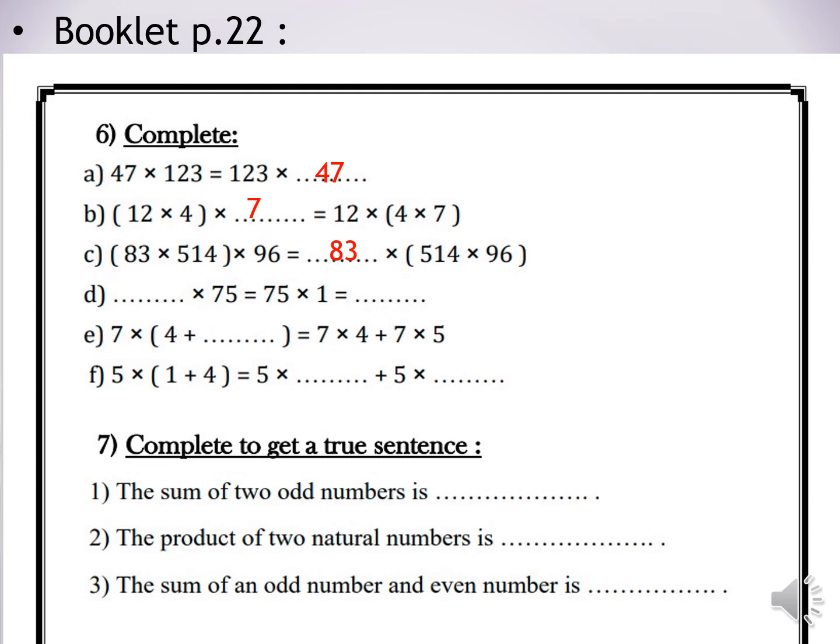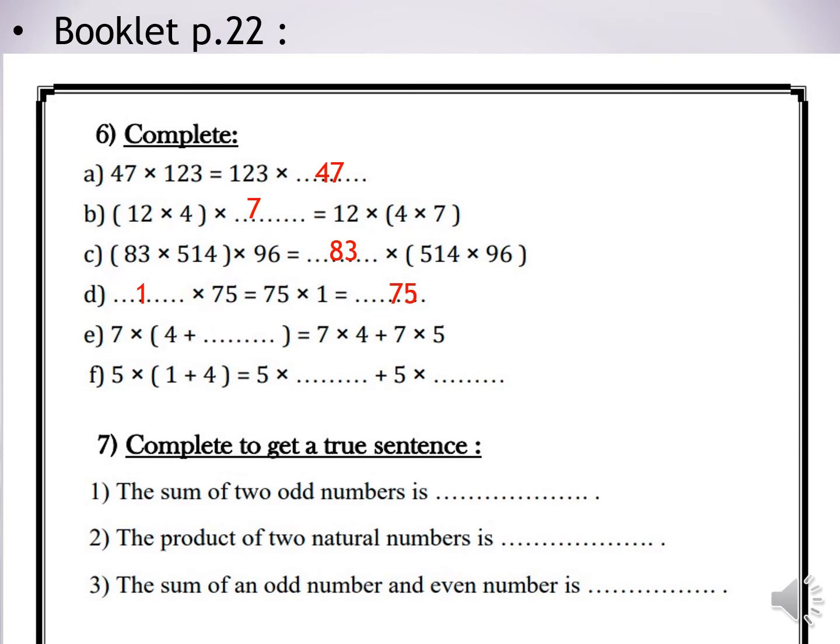In letter D, I have what times 75 equals 75 multiply 1. Here, both sides must be equal. So 1 times 75 equals 75 times 1. And the final result is 75. So this is the multiplicative identity property.